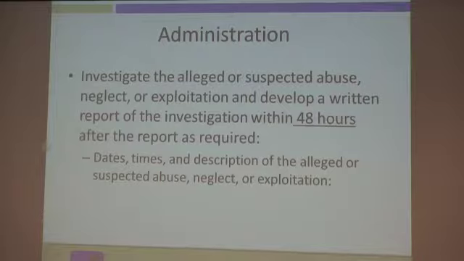The investigation into it. Investigate the alleged suspected abuse or exploitation and develop a written report of the investigation within 48 hours after the report, as required. The information that's required in this is the date, time, and description of the alleged or suspected abuse.